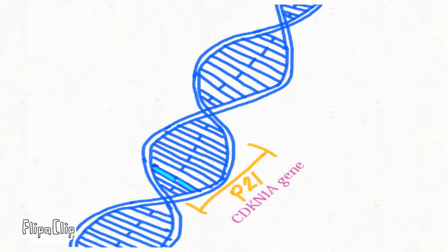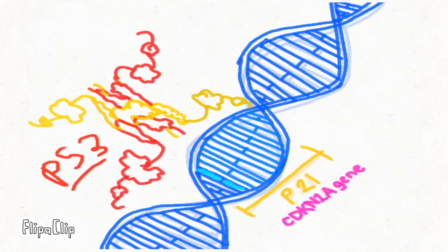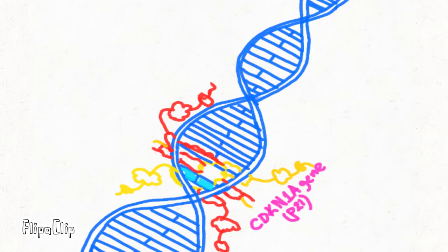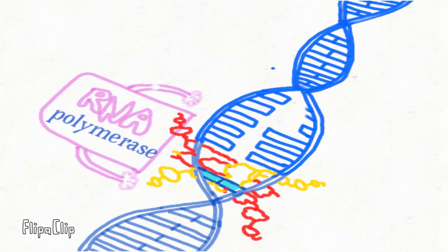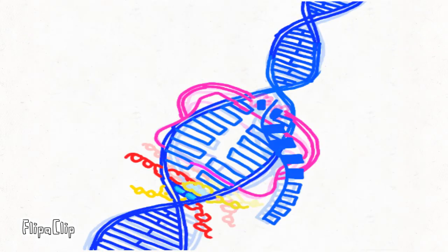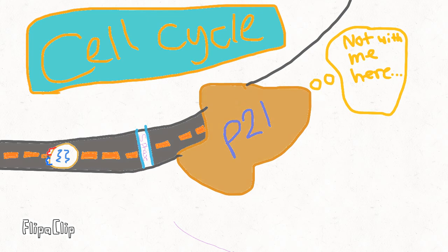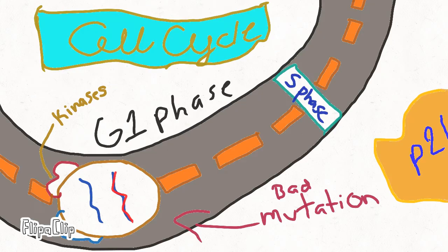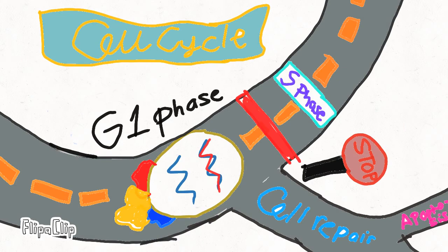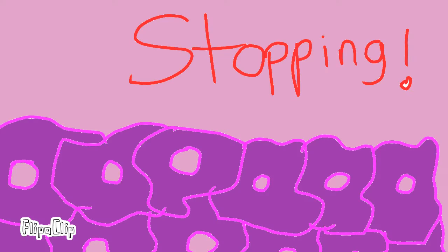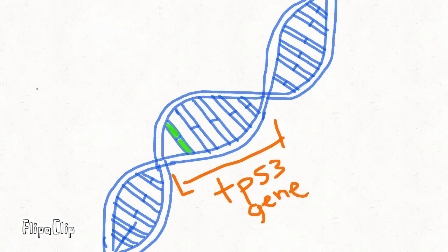Once p53 is activated, one of its target genes is the CDKN1A p21 gene. With the help of RNA polymerase, it transcribes p21, which is then translated into the p21 protein. p21 then stops the kinases that are helping the bad mutated cell by attaching to them and deactivating them. The cell then changes its route to the cell repair area where the damage will be repaired, which will stop the proliferation of mutated cells.